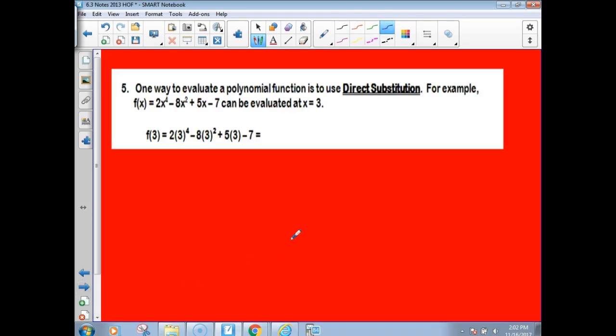Okay. One way to evaluate a polynomial function is to do direct substitution, which is basically the only thing you've ever known about. You're going to find out that there is something called synthetic substitution, which I will be teaching you in this unit. For example, f of x equals 2x to the 4th minus 8x squared plus 5x minus 7 can be evaluated at x is 3. So the notation would look like this. The f of 3 equals, and then we plug it all in. Go ahead and type away on your calculator.